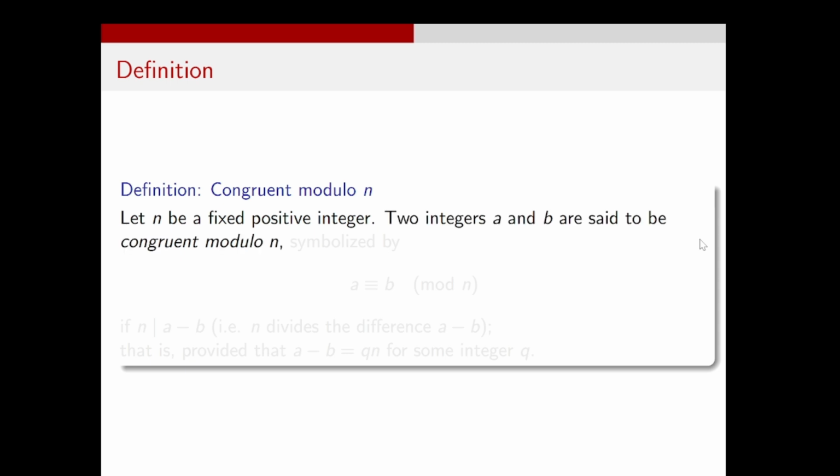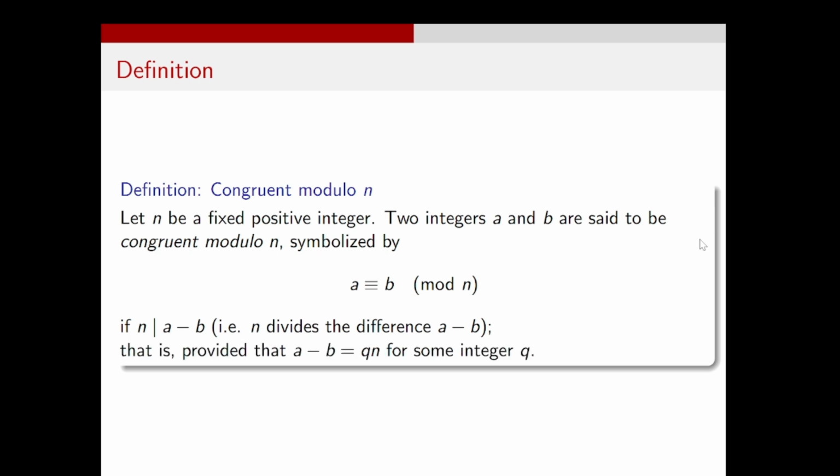Two integers a and b are said to be congruent modulo n, symbolized by a ≡ b (mod n), if n divides a minus b, that means n divides the difference a minus b. If n divides a minus b, we say that a and b are congruent modulo n.